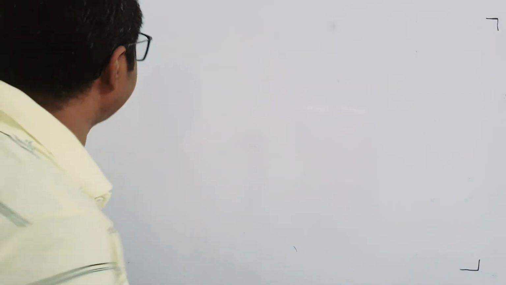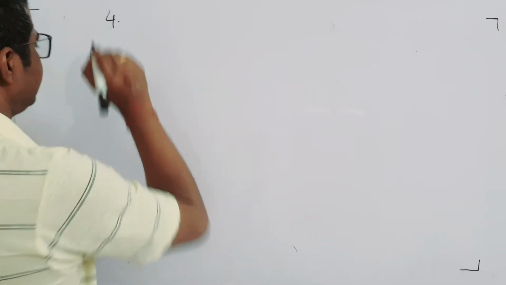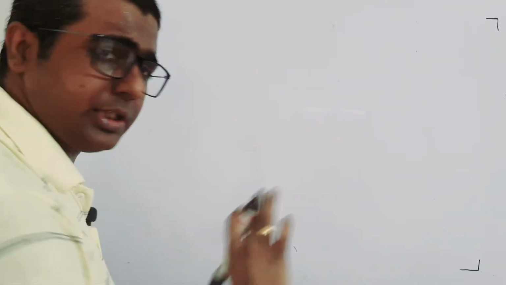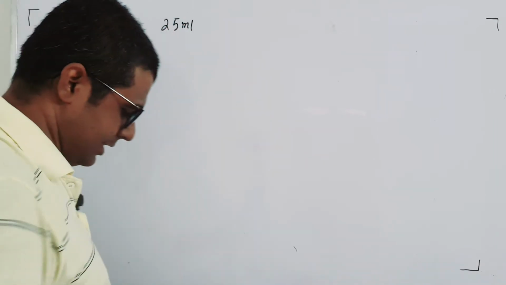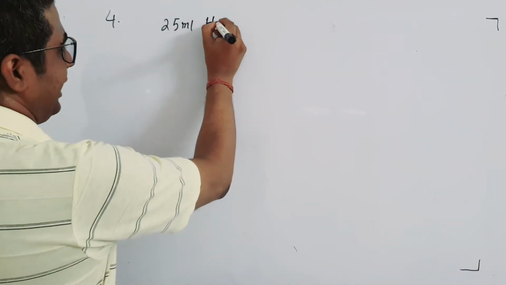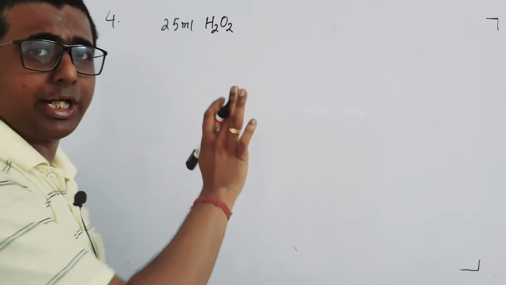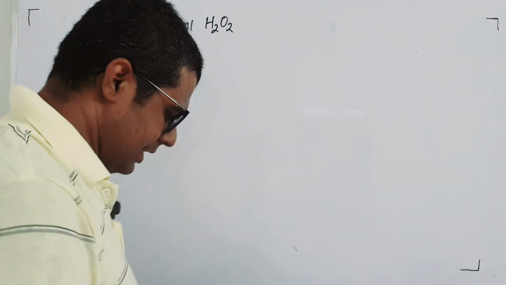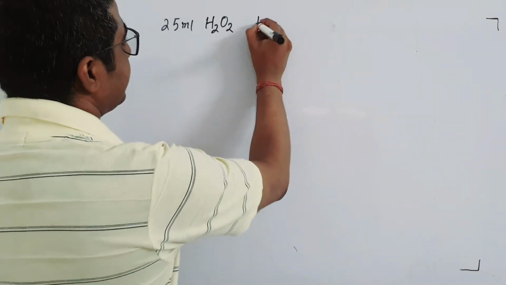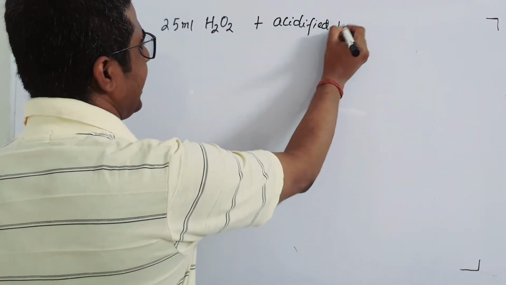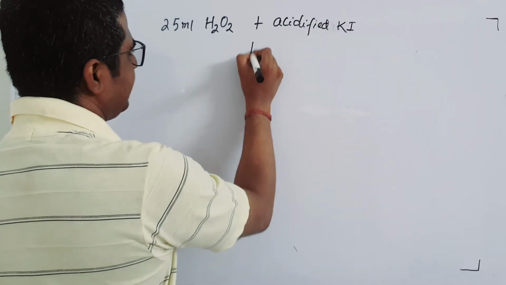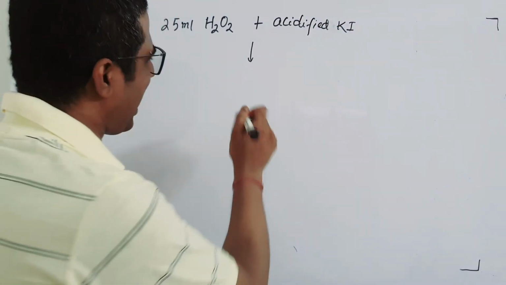The last one, case study 4. This is a nice problem. Here I am just representing pictorially: 25 milliliter H2O2 solution is there. Look, molarity is not given, normality is not given. Into this you give acidified KI, that is potassium iodide. After this the reaction happens and some I2 is liberated.